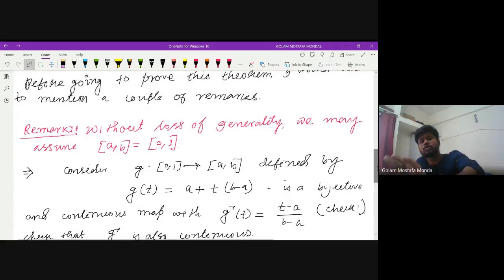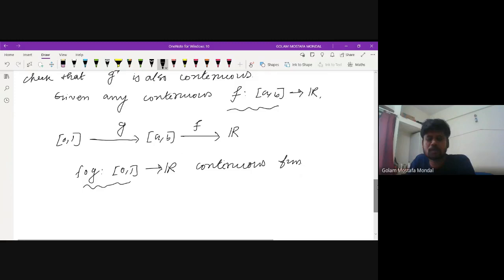That means if this theorem is true on this interval, then it is true on any arbitrary interval, right? So assume that any continuous function can be approximated by polynomials uniformly on [0, 1]. Then suppose Pn is a sequence of polynomials such that Pn tends to f composed with g uniformly.